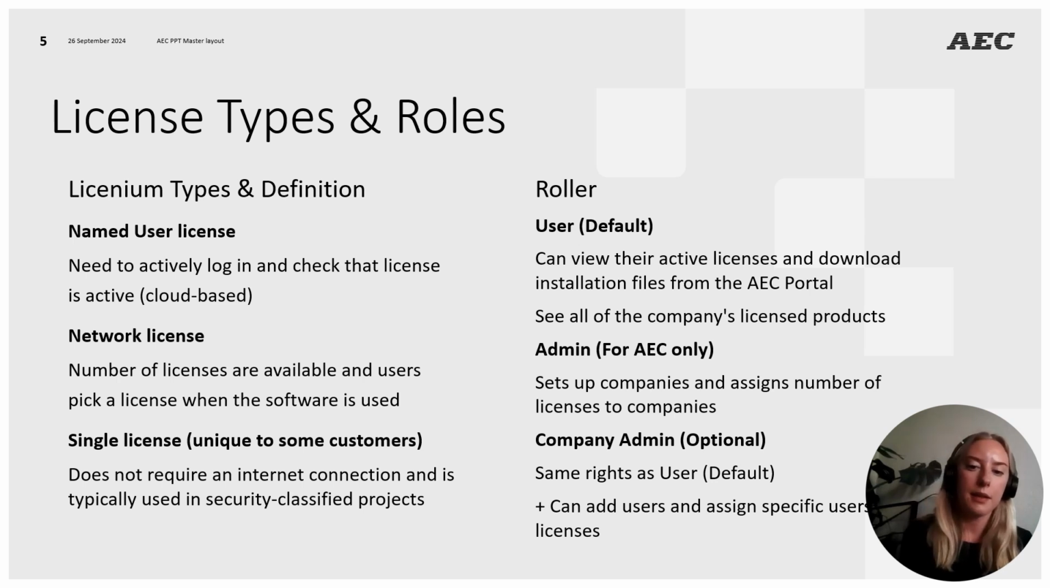So, the different license types we're offering and what types of roles there are in AEC Portal. First of all, like I mentioned in the slide before, the named user license is a new license type, and you can say this is more of a cloud-based license, so it checks when you log in if there's an active license for your product. The next one is the network license, where you have a number of licenses. When you start your software, you pick a license from this pool, and when you don't use the product, you release the license.